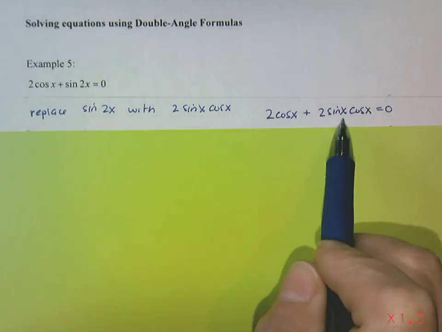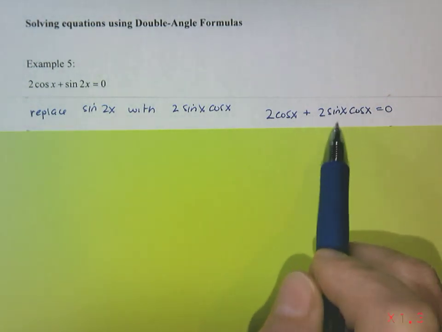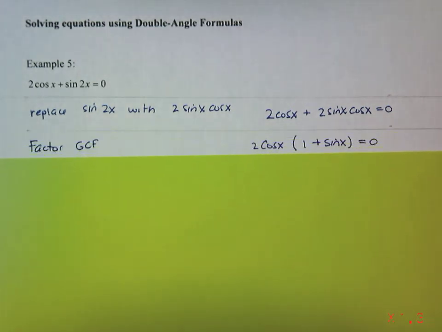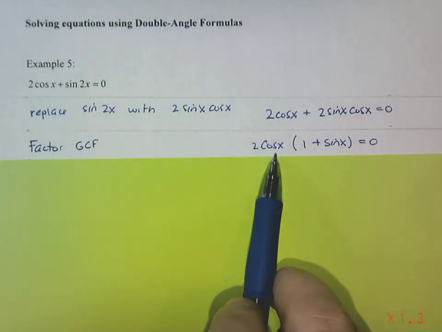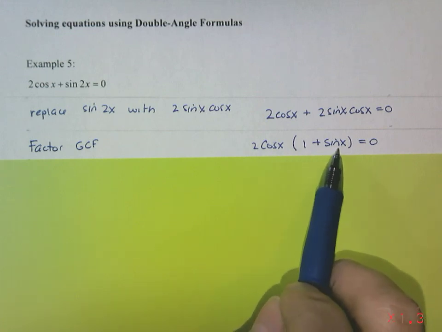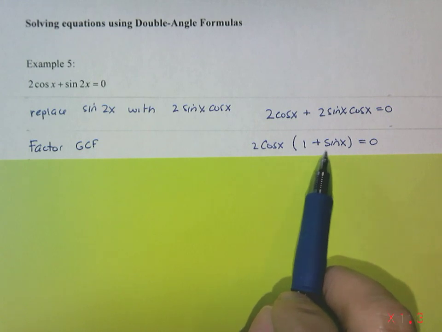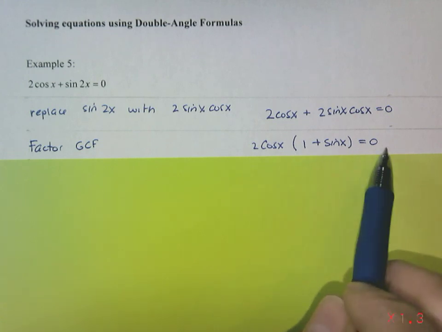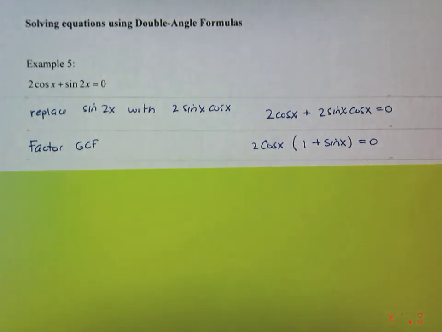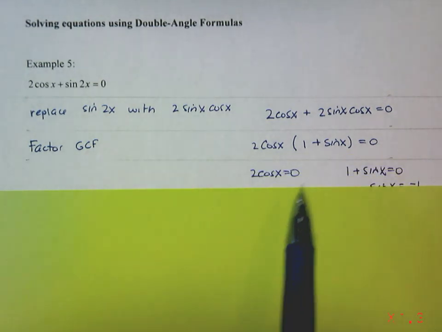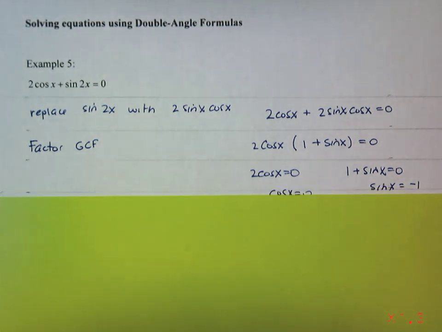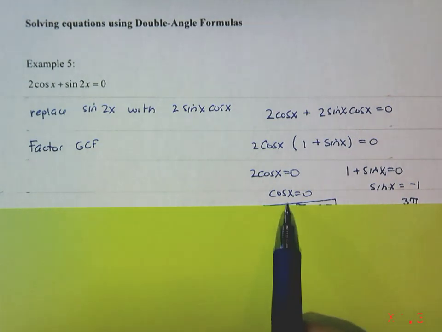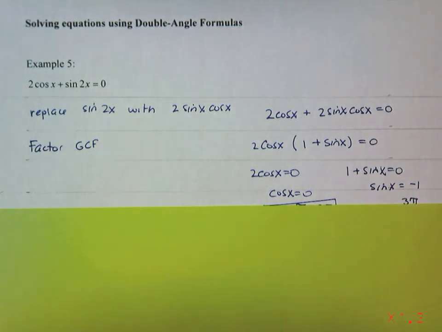Now I go back to my techniques I learned before. I have cosines and I have sines. So in this case, I cannot just isolate one of the terms. I'm going to have to factor the GCF. In this case, my greatest common factor is going to be 2 cosine x. So when I factor 2 cosine x, I'm left with 1 plus sine x. And remember, you have to put parentheses around this term here because you're multiplying, and it must equal 0. Then I set each factor equal to 0. So 2 cosine x equals 0, and 1 plus sine x equals 0. When I solve these, cosine x equals 0, sine x equals -1.